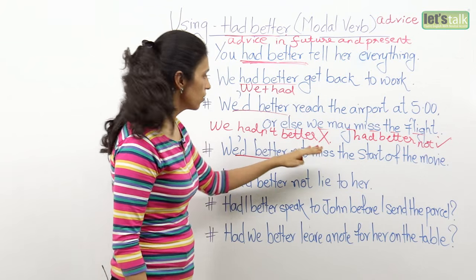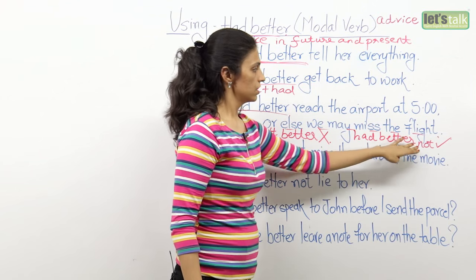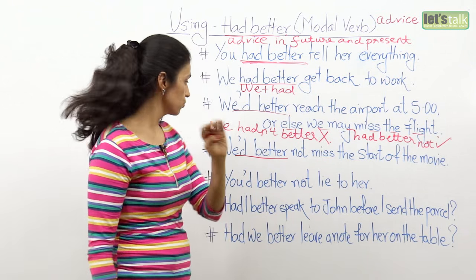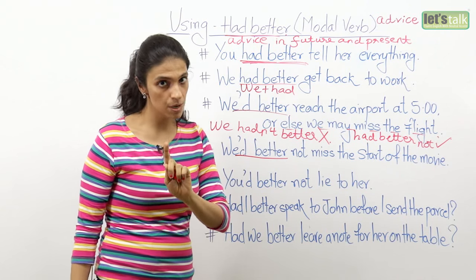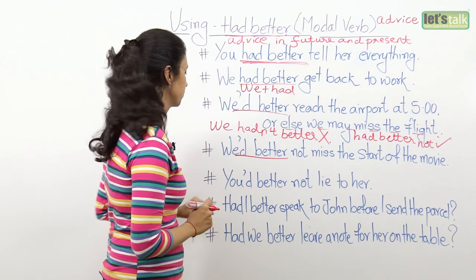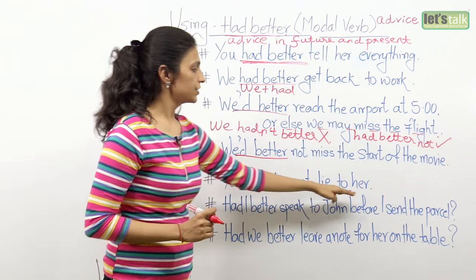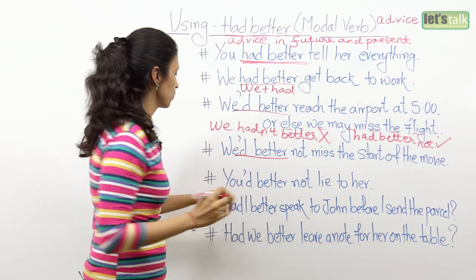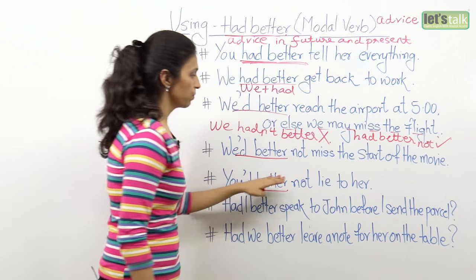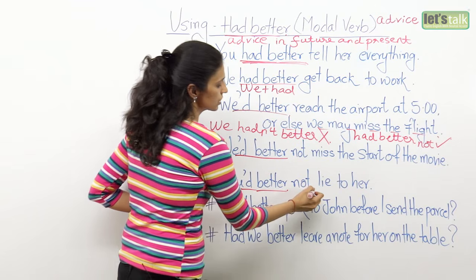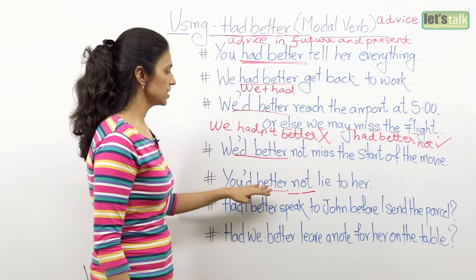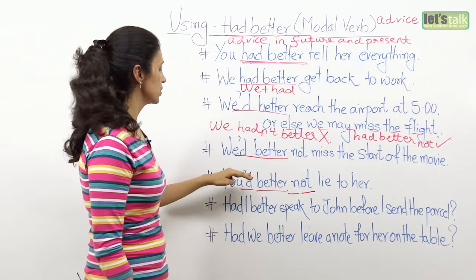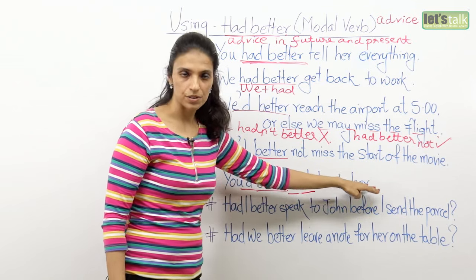So use not in the negative to make a negative sentence with had better. So had better not. Do not use hadn't better. Please remember this. A lot of people make this mistake. Okay. You'd better not lie to her. Now, if you do lie to her, you're going to be in great trouble. So you'd better not lie to her. Again, I've used a negative, not. Do not say you hadn't better lie to her. That is absolutely incorrect. You say you'd better not lie to her.